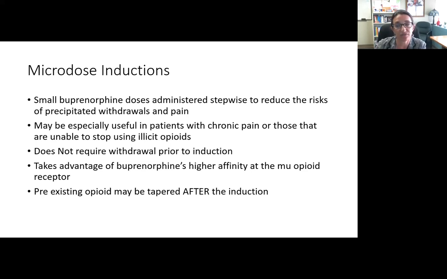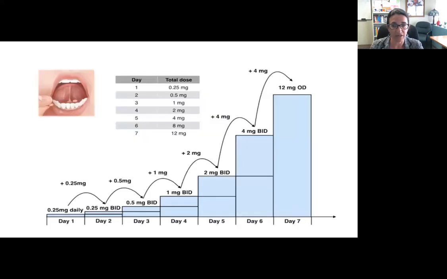So it takes advantage of that affinity to gradually push off, have buprenorphine started and gradually push off the other opioids that are there. But again, gradual is the key in this approach, so that it doesn't cause an uncomfortable withdrawal. And then after starting on buprenorphine, the opioid that was already there can then be tapered or stopped. So here's a diagram, picture depicting this approach.